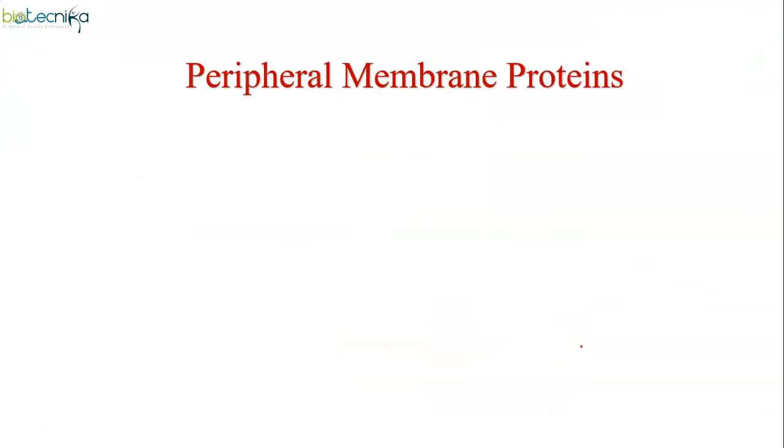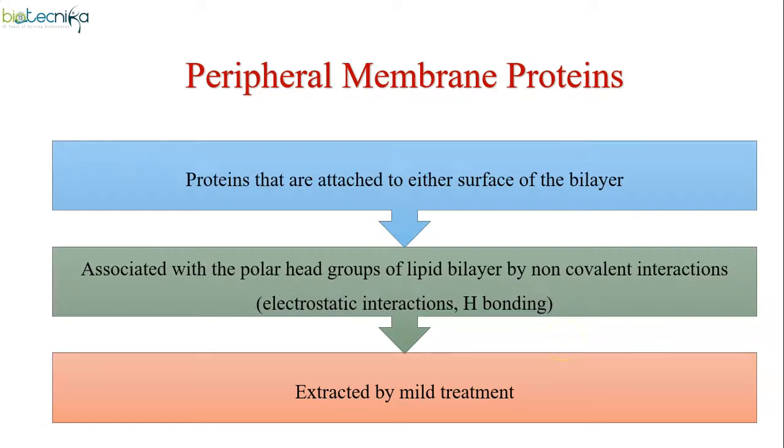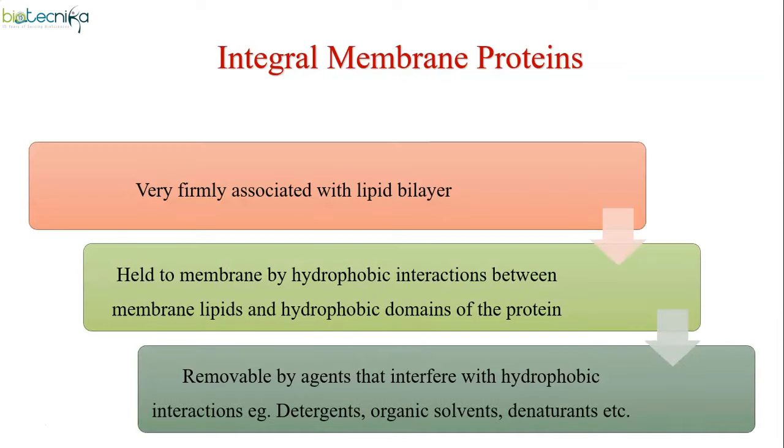Next, the proteins. So, that is all about the lipids. Next, we have proteins, and we have two types of them. Peripheral membrane proteins can be attached to either surface of the bilayer. How? By means of non-covalent interactions. It could be electrostatic or hydrogen bonding. That's the reason it can be extracted by any kind of mild treatment. Whereas integral membrane proteins are firmly associated with the lipid bilayer and held together by hydrophobic interactions.